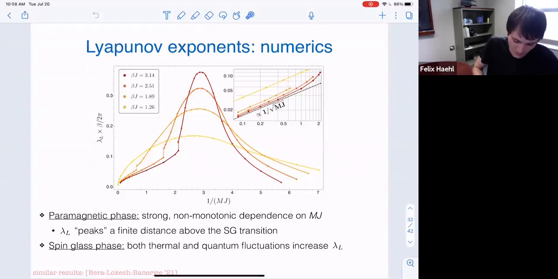So the plot I had on the previous slide corresponds to just the Lyapunov exponent in the spin glass. That would be down here. Yeah. So there's a lot going on in this plot.